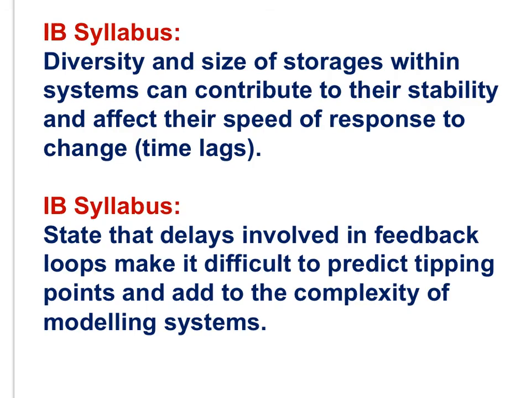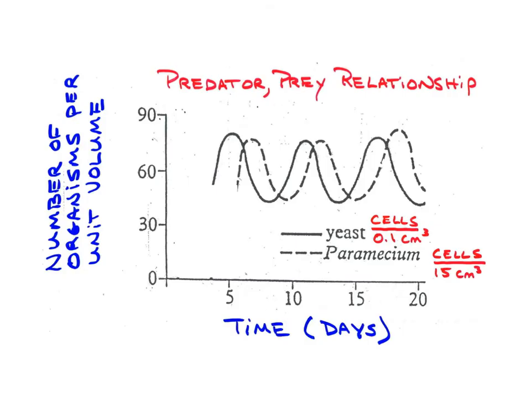Here are two IB syllabus statements that you've seen before. Diversity and the size of storages within systems can contribute to their stability and affect their speed of response to change. State that delays involved in feedback loops make it difficult to predict tipping points and add to the complexity of modeling systems. In this graph, displaying the relationship between two species, a predator and a prey, we can see the interaction in the rising and falling population sizes over time.